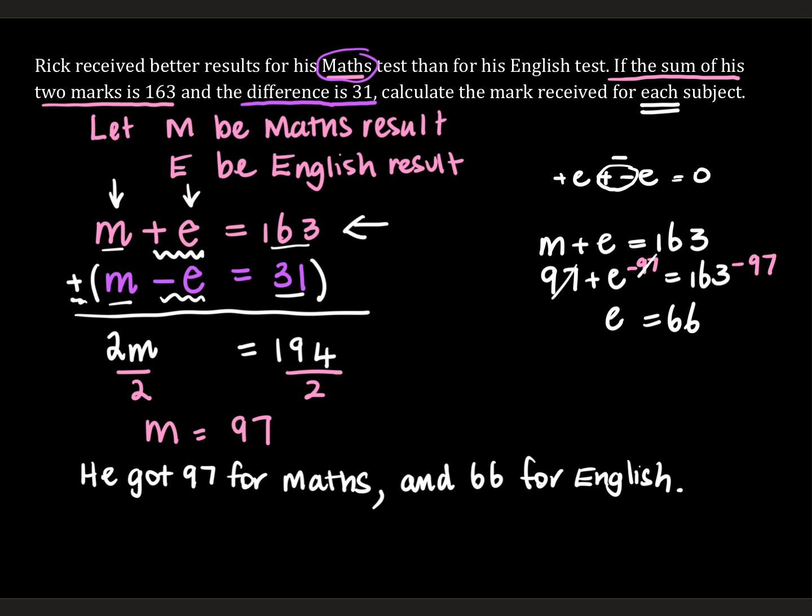And again, we could test that. If I add them up, I should be getting 163. Is that true? 97 plus 66. Yes, that's true. And if I subtract them, I should get 31. And yes, that's true as well. So I know that I'm correct.